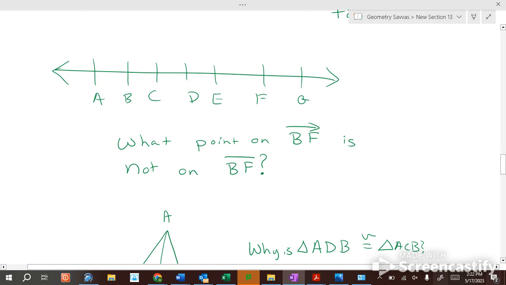Which point on ray BF is not on segment BF? Is it A or is it G?